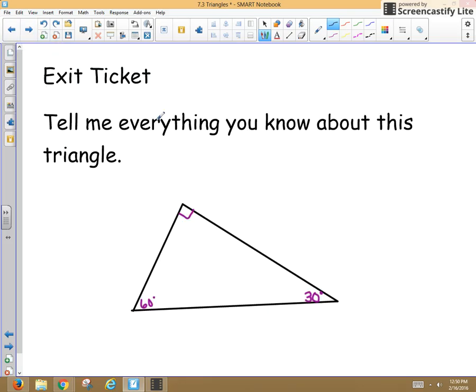Now for your exit ticket, I would like you to tell me everything you know about this triangle. I want you to describe the angles. I want you to describe the sides. I want you to tell me everything you know about triangles. And go ahead and type this out.